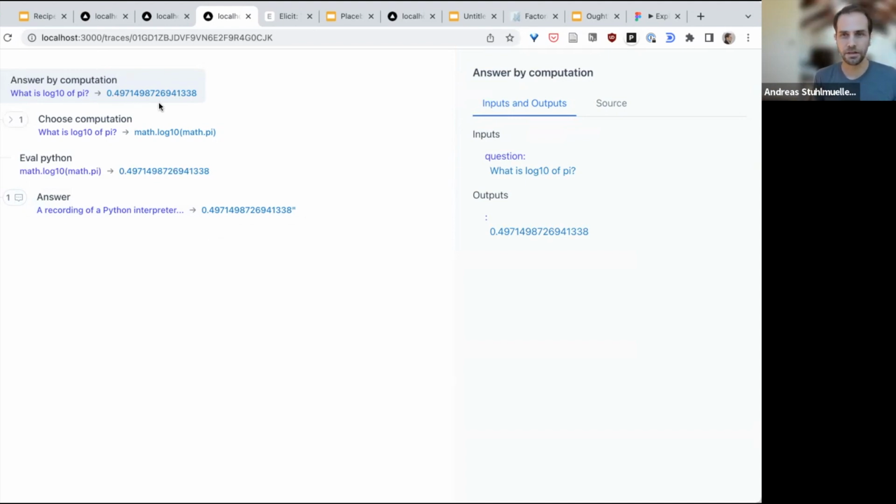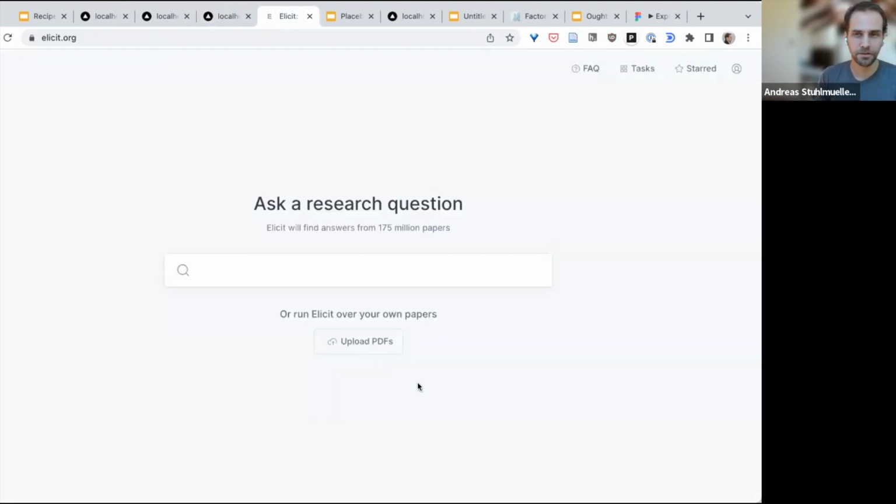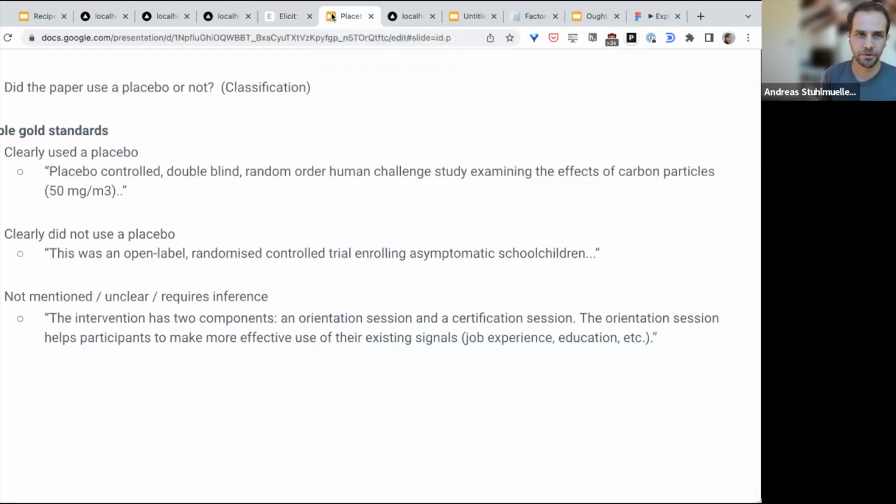Okay, so those are all to establish some background on what these recipes look like and what this tool is like that we're using for debugging them. We're of course most interested in research questions of the form that Jungwon mentioned. I specifically have been thinking a bunch about this question: did this paper use a placebo? If so, what was it?